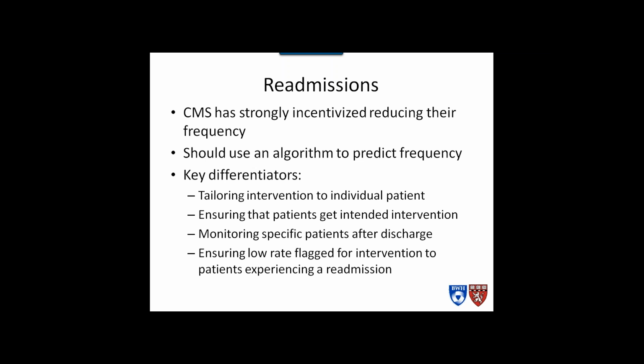If you can figure out what that is and be really sure that they get that intervention, you're more likely to be successful. It's also going to be important to monitor specific patients after discharge. Again, that's expensive, so you want to target that. But for example, congestive heart failure patients appear to benefit from monitoring after discharge. And you also want to try and ensure that a low rate of those who are flagged for intervention actually do get readmitted. So you want to be tracking how you did.